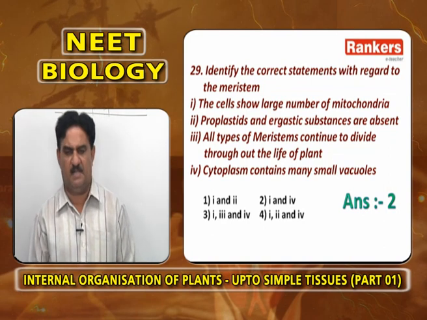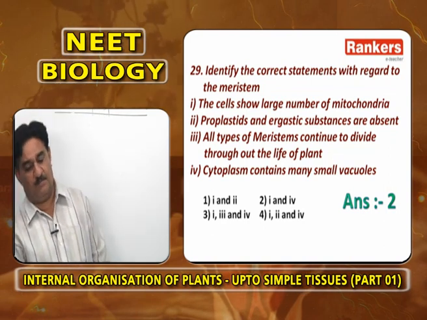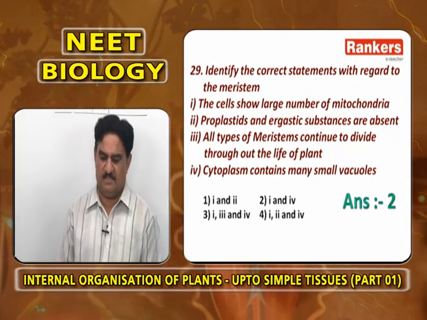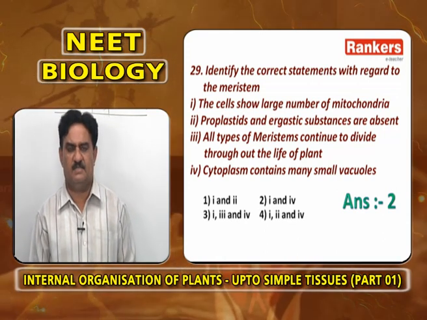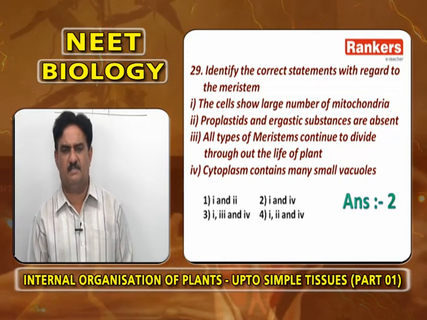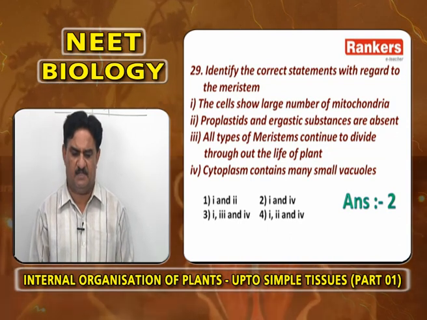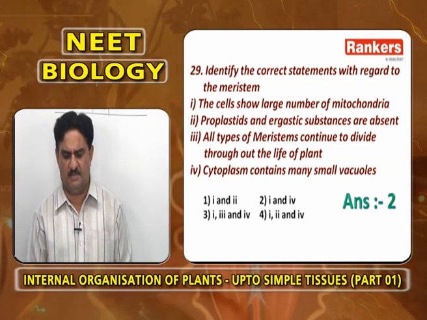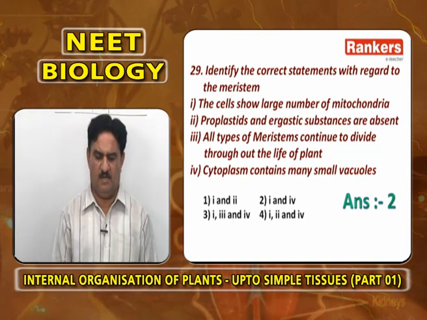Proplastids and ergastic substances are absent is wrong. Ergastic substances are absent but proplastids are present. So the answer is 1 and 4. What are they? The cells show a large number of mitochondria. Why? Because they are metabolically very active. Cytoplasm contains many small vacuoles. So the answer is 1 and 4.